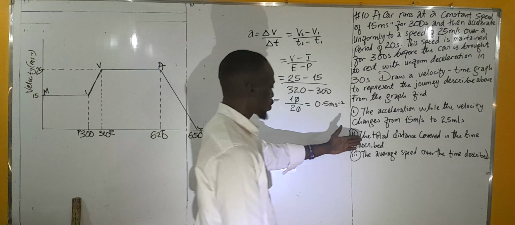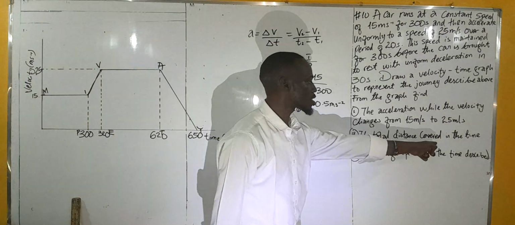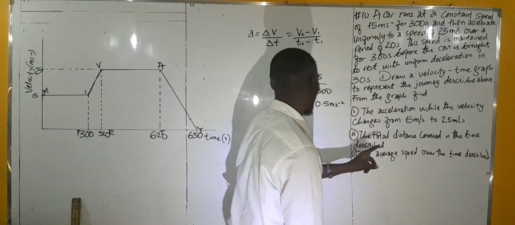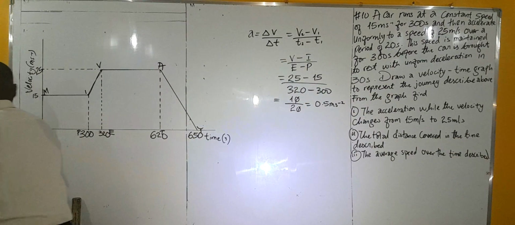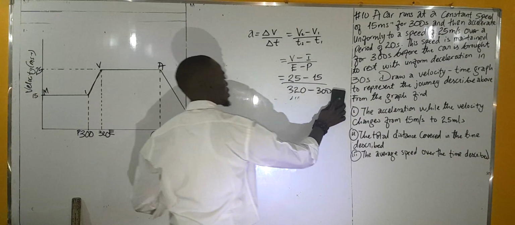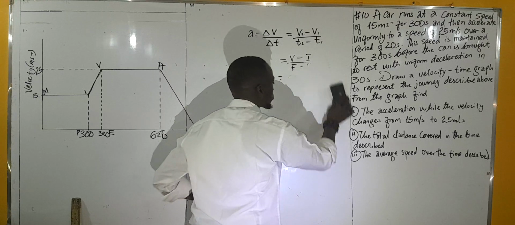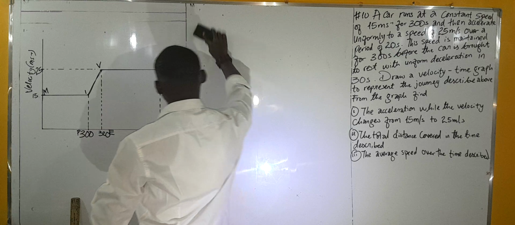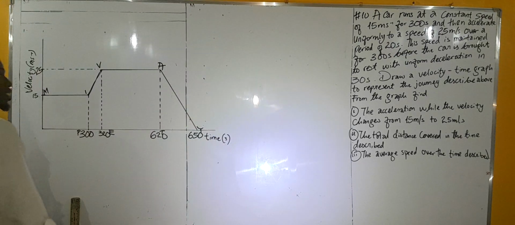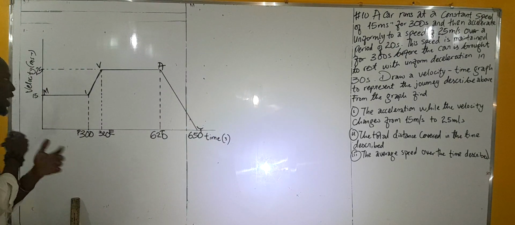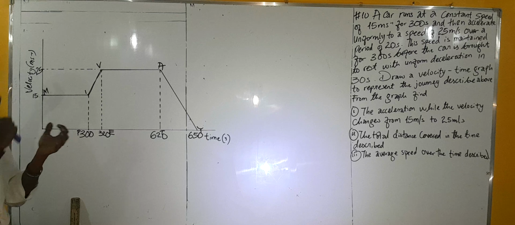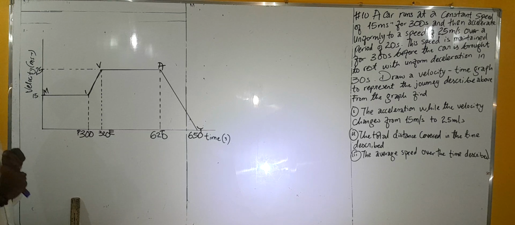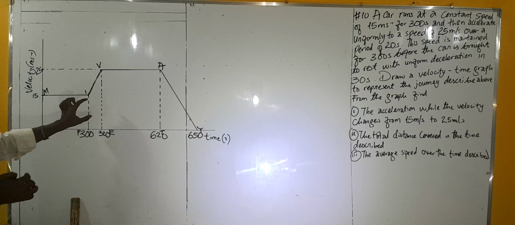Now, we want to go to question 2. The total distance covered in this time described. Now, I want you to pay attention to this. You can pause, go back and copy that. I need enough space. Okay, now to calculate the distance, I want you to pay attention. Calculating the distance is looking at the shape.